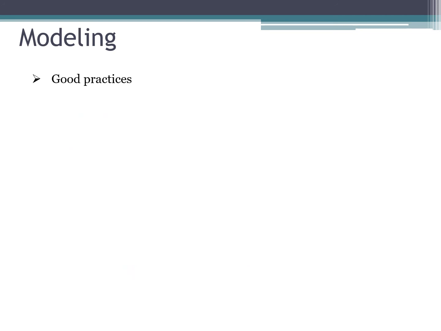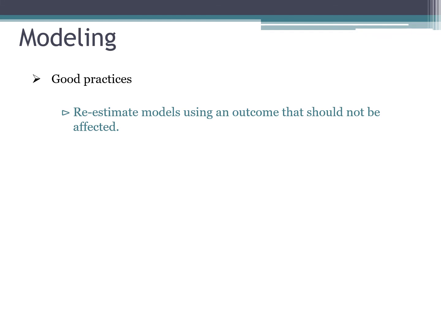All right, just a few words on some other good practices that can be followed. These are design elements that we can include to enhance our confidence in our causal inferences. First, and these will be somewhat similar to the recommendations for interrupted time series as well, we can re-estimate the models using an outcome that should not be affected. So if we find what looks like a significant discontinuity in the outcome at that cutoff score, that seems like very strong evidence of a causal effect.